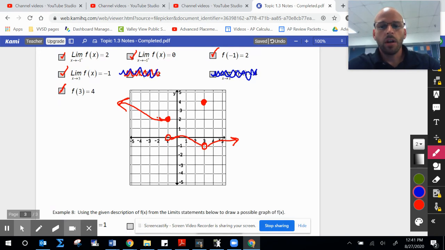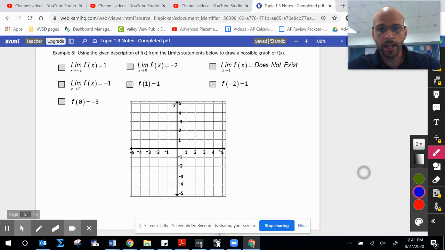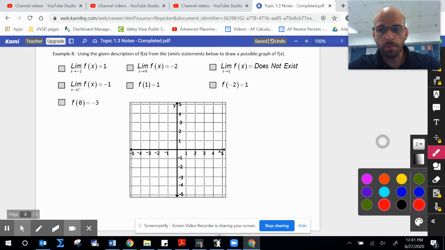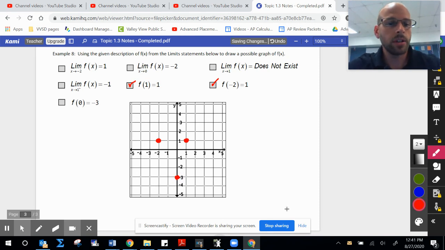Okay? I do want to do this one more time, though. And I promise this one doesn't have any typos in it. I've already done it. Again, when I do this, I'm going to start with the points, the coordinates I know. At f of 1, I know I'm at 1. At -2, I'm also going to be at 1. So I check these off right away. I can put those coordinates. At 0, I know I'm going to be at -3. So you can see where my graph is going to be located.